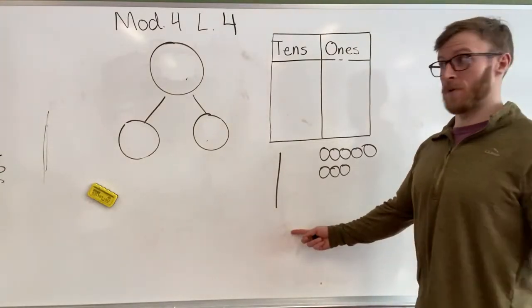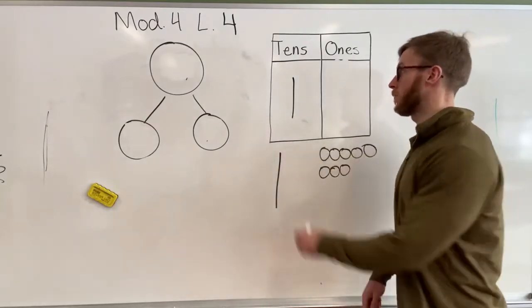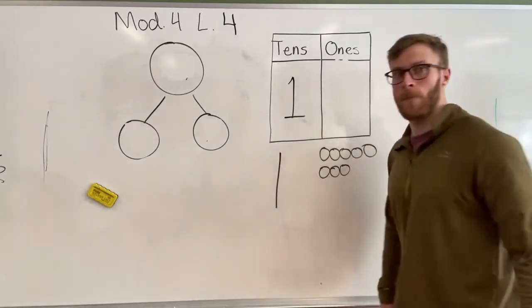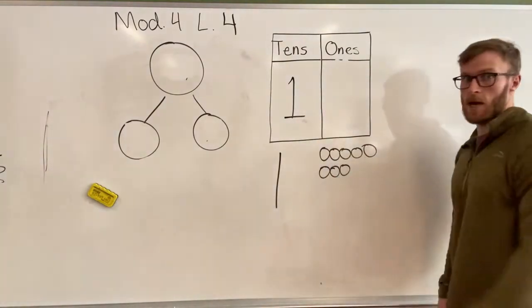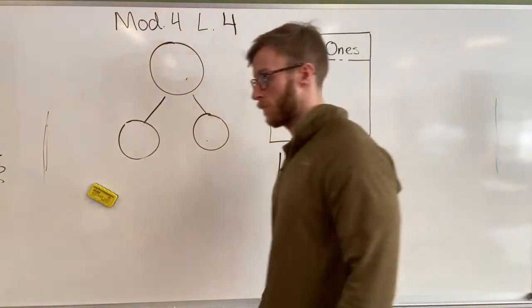I only see 1, 2. Yeah, so there's 1, so we write 1. And I'm gonna make this a 1, like I've been saying. So we write 1. Now let's look at our ones. How many ones do I have? Go ahead and take a couple seconds and count those.